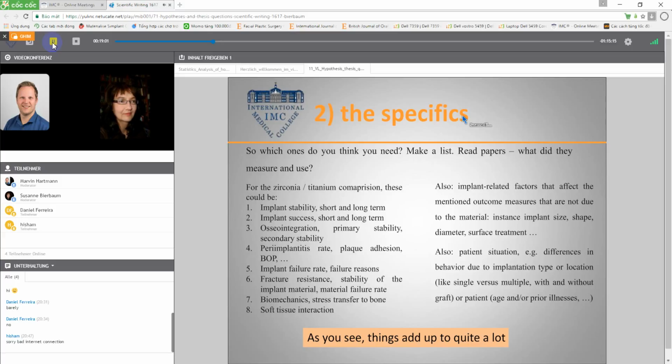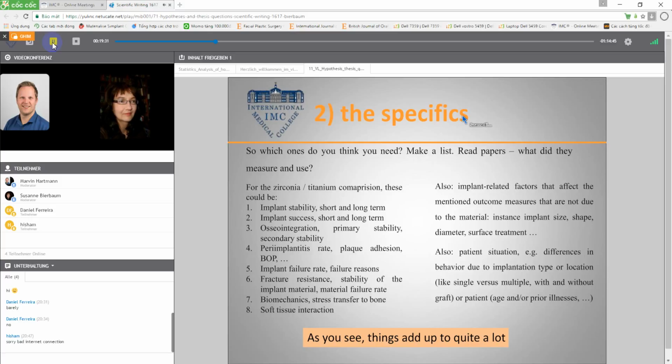Now, what about the implant failure rate and the reasons for failure? Fracture resistance of the material might also cause failure. Stability of the material, failure rate. The biomechanics, how does the stress get transferred to bone? It might impact osseointegration and so on. The soft tissue reaction. So you can see there are multiple potential areas that, if you want to make a complete coverage of the topic, you need to know about all of them.